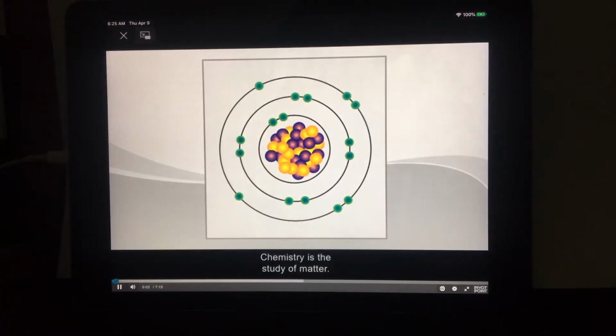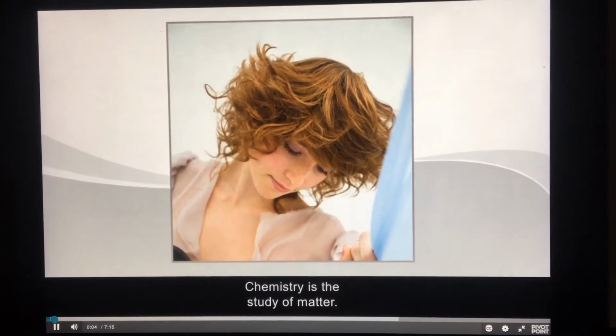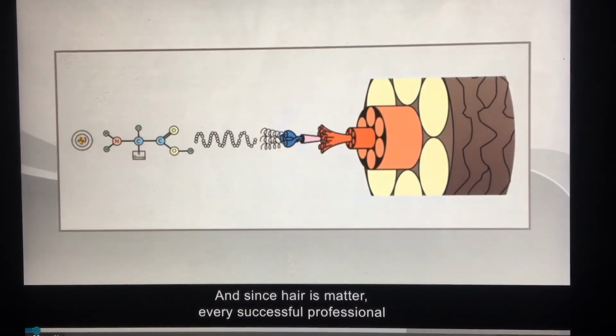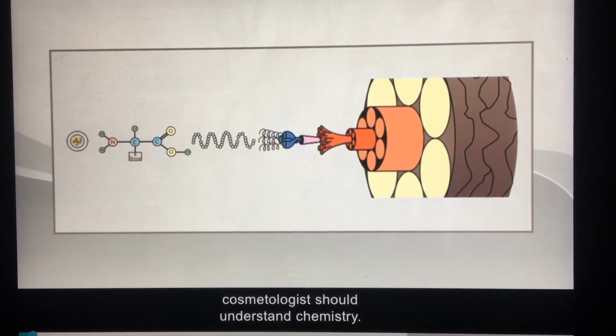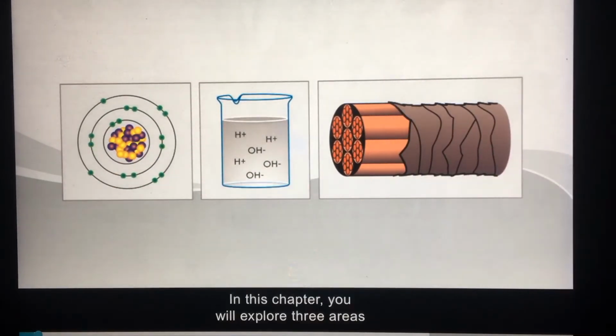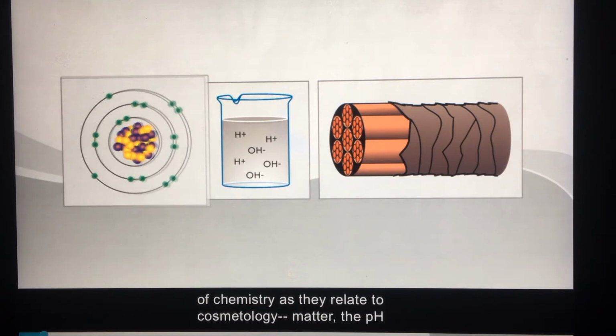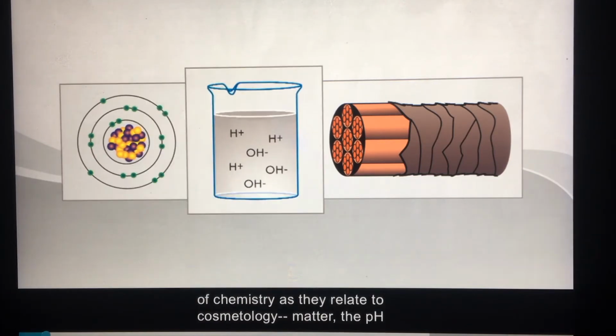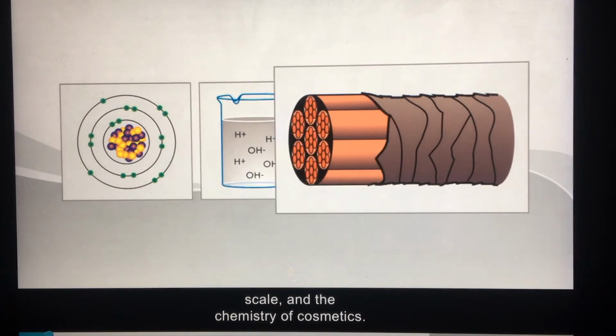Chemistry is the study of matter. And since hair is matter, every successful professional cosmetologist should understand chemistry. In this chapter, you will explore 3 areas of chemistry as they relate to cosmetology: matter, the pH scale, and the chemistry of cosmetics.